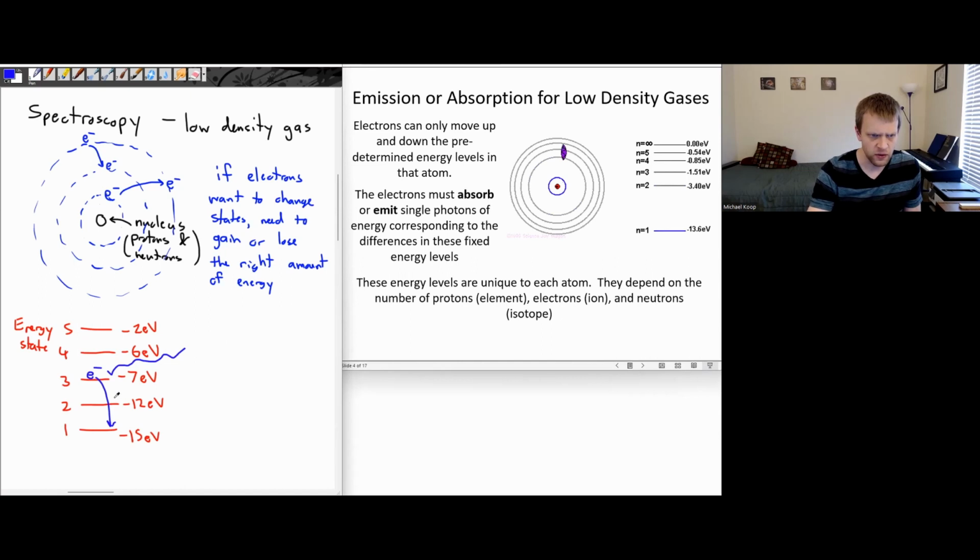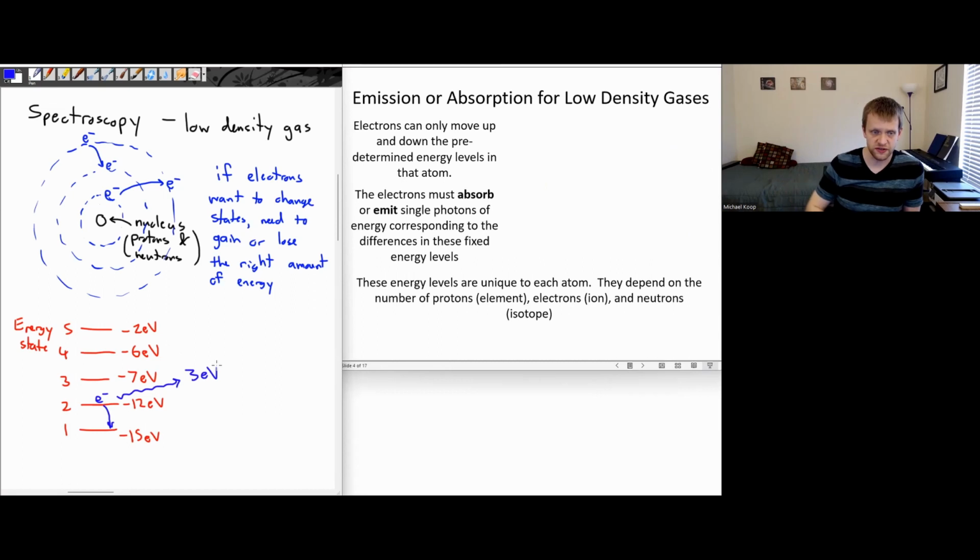Similarly, if we had an electron in this second energy state and it dropped down to the first energy state, it's going to do that by emitting a 3 eV photon. So it's going to be good at emitting these 3 eV photons if we're starting at a high state and going to a lower state.